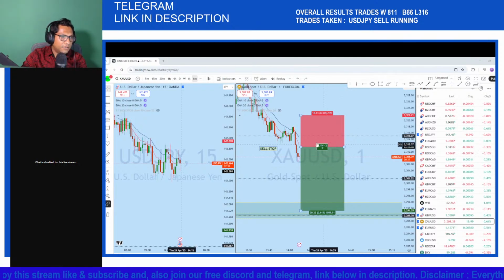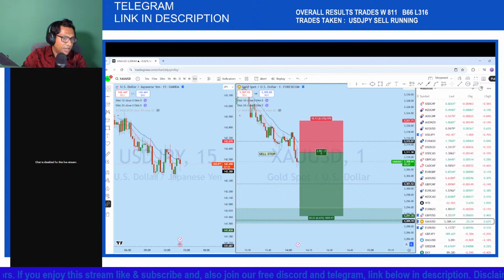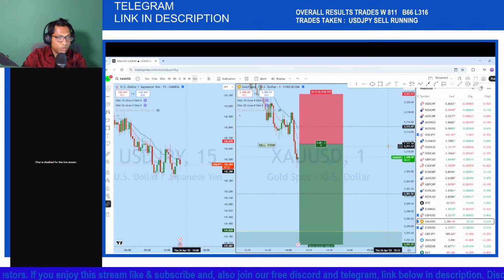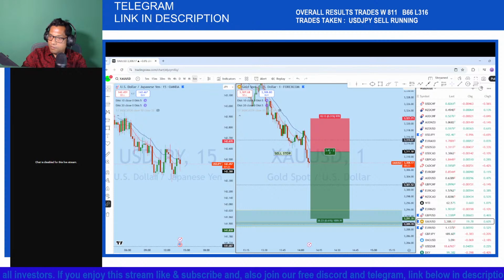Now with that, you can see with the liquidity grab, it may melt further to the downside, that we can see possibly. Are you guys running this trade with me?